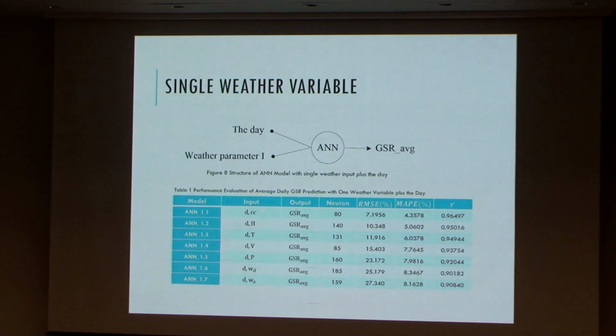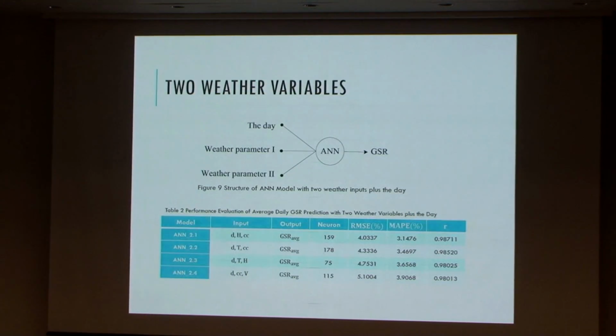And you can see that the best input or candidate is the cloud cover, then humidity, then temperature, and so on. In sub-step number 2, I used 2 weather variables. There are many models, but I chose the best 4 models. The best one has humidity and cloud cover as inputs with the day. The second best model has temperature with cloud cover. Third, temperature with humidity, and the fourth, cloud cover with vapor.